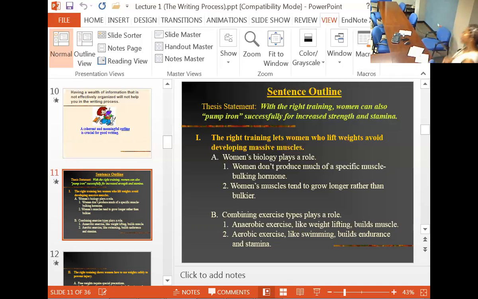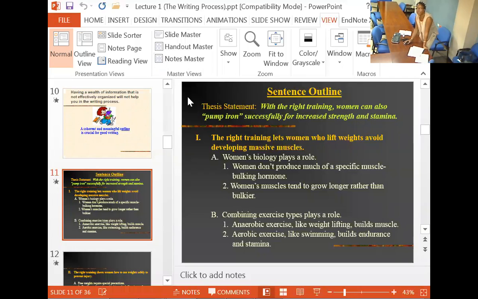Okay, good. So we want to encourage, and this is where students having opinions is going to be important. So the thesis statement, and I'm going to go back a few slides so that we can see how we have moved from this broad idea and narrowed it down to this thesis statement, all right? So the thesis statement is going to tell you the direction in which this whole piece of writing is going. And this one says, with the right training, women can also pump iron successfully for increased strength and stamina.